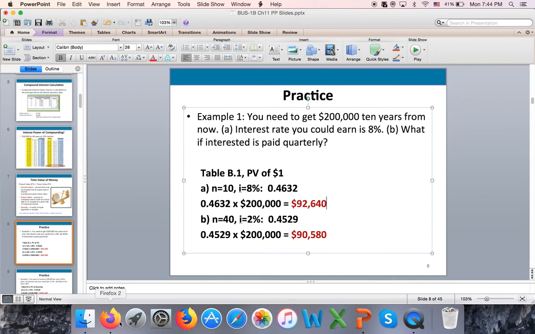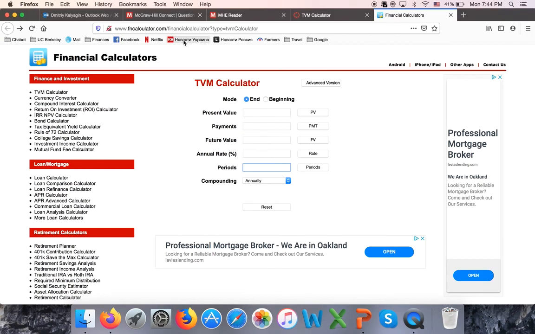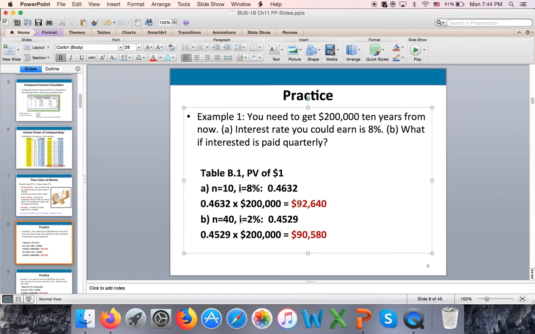Let me show you the same data if I'm using one of these financial calculators online. There are plenty of them. So I know the future value. I want to have $200,000. My annual rate is 8%, compounding annually. Periods, 10 periods. What do I want to know? Present value. Look at this, 92,639. If you look at our answer, 92,640. So it's a little bit more than $1 off, but that's fine. It's just because of rounding.